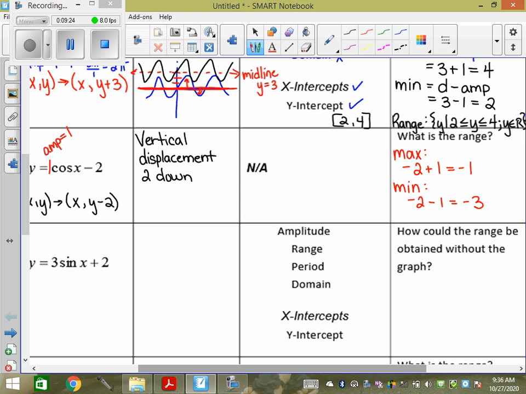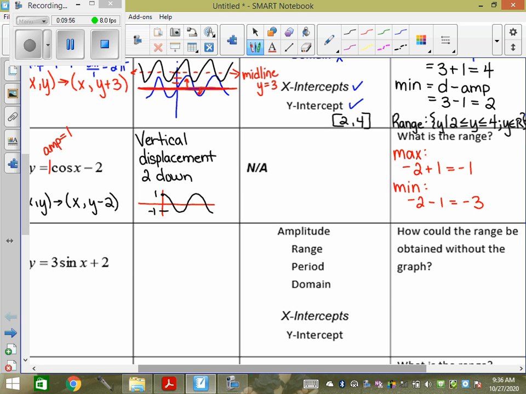This whole graph's below the x-axis. How is that possible? It's a normal cos graph. Cos graphs start at 1, 0. So normal cos graph looks like this. Negative 1 to 1, right? If I take that whole thing and I shift it down 2, it's going to be at negative 3 to negative 1, right? Which makes sense.